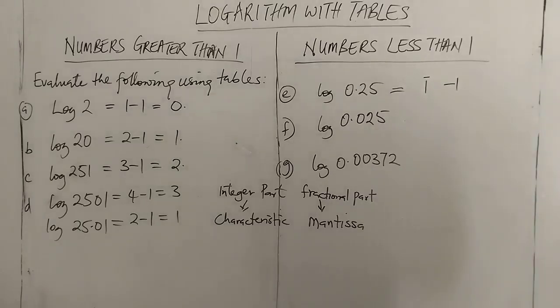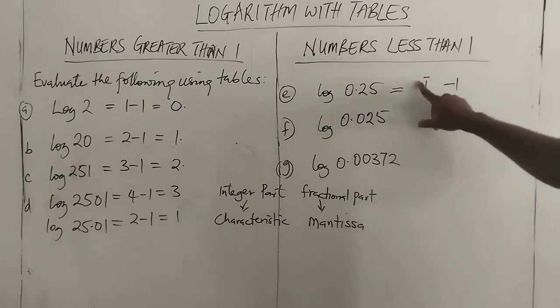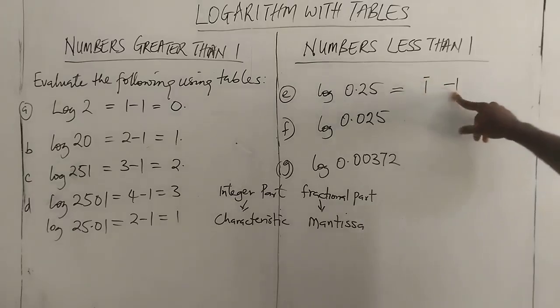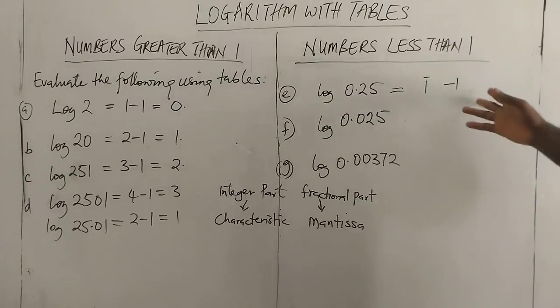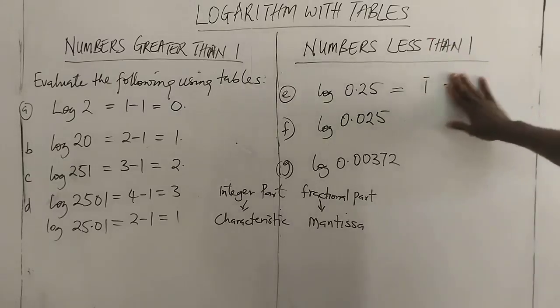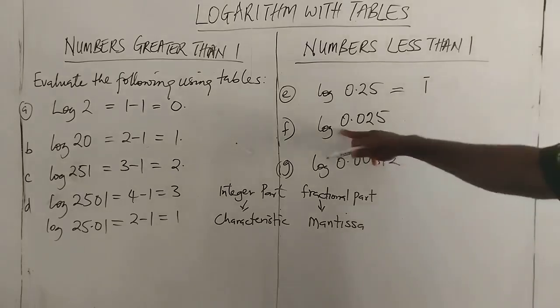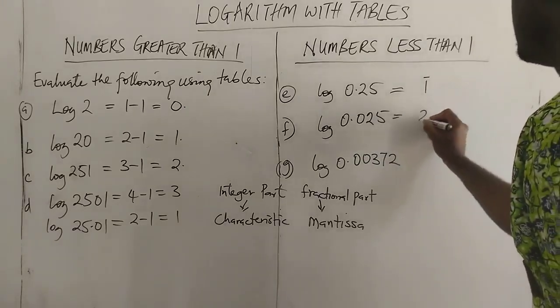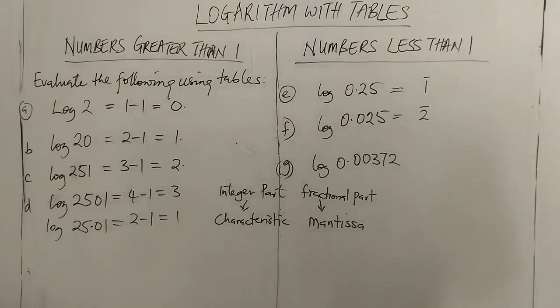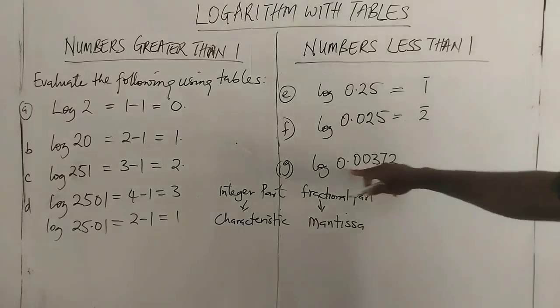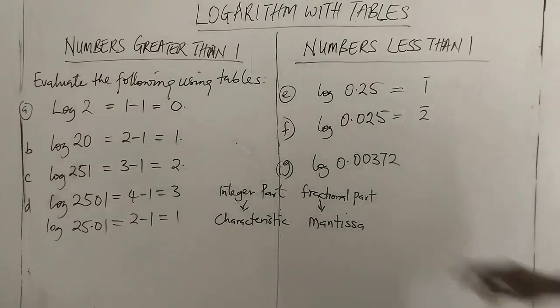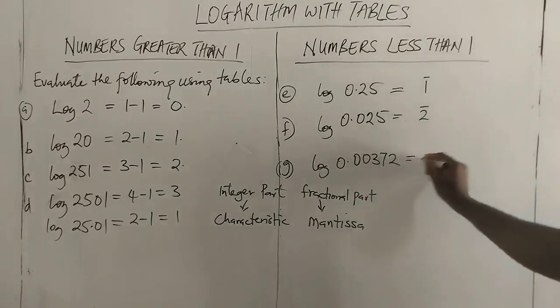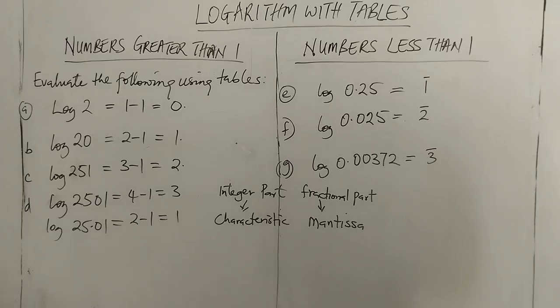In log using table, we prefer to write it in this form. This by 1, which is minus 1, we'll write it as bar 1. Now, this one, how many zeros are there? 2. Because there are 2 zeros there, the characteristic is bar 2. How many zeros are in this one? 3. 1, 2, 3. So the characteristic will be bar 3.